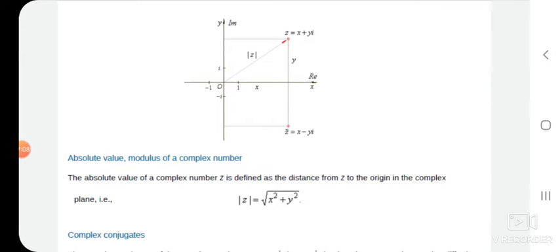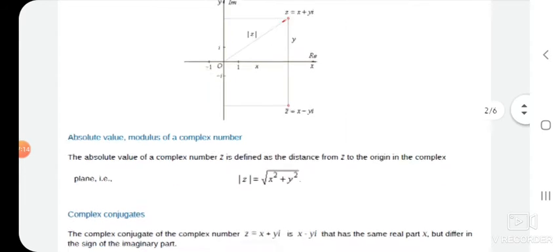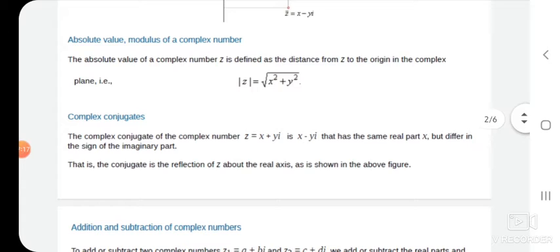Here z is equal to x plus iy and its complex conjugate z bar is equal to x minus iy. Now, what is the complex conjugate?